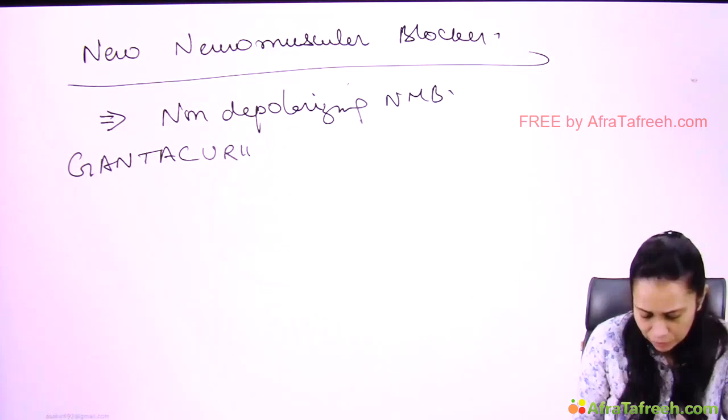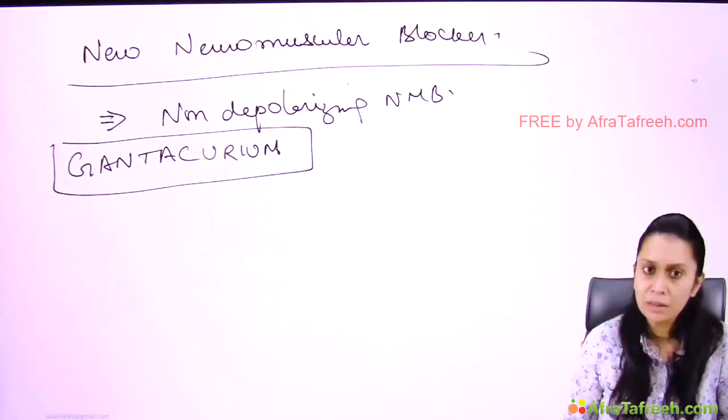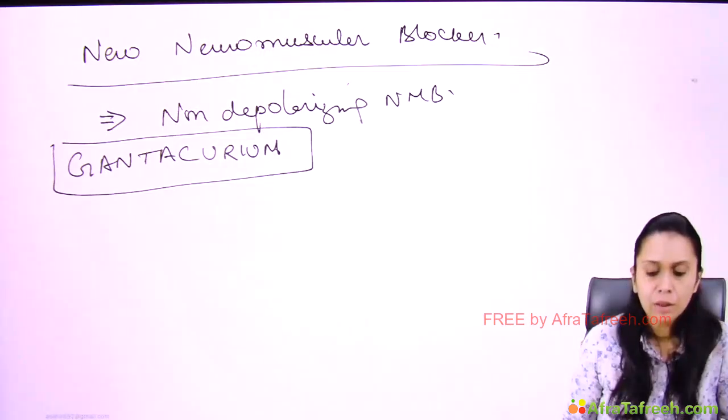Gantacurium does not belong to any of the groups, benzylisoquinoline or aminosteroid. It is a new group. It is a new class of neuromuscular blocker, an asymmetric mixed onium chlorofumarate.